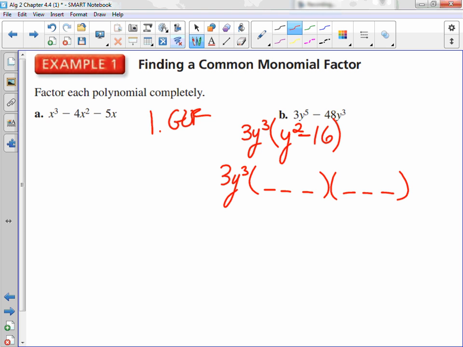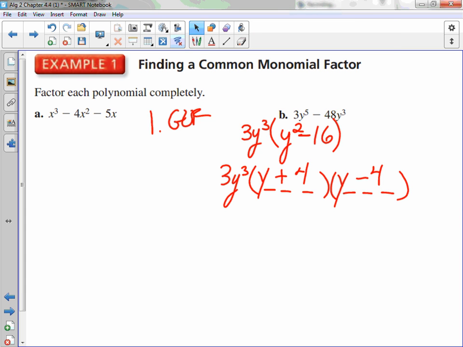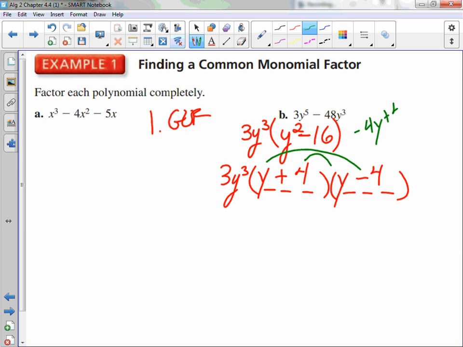Y times y would give me y squared. Is 16 a perfect square? It would be what? 4 and 4. So y squared minus 16 is a difference of perfect squares. Now, because 16 is negative, we would have opposite signs. The factors of y would be y, and our 16 would be 4 and 4. And if we check it, y times negative 4 is negative 4y. 4 times y is plus 4y, which gives us 0, what we wanted.